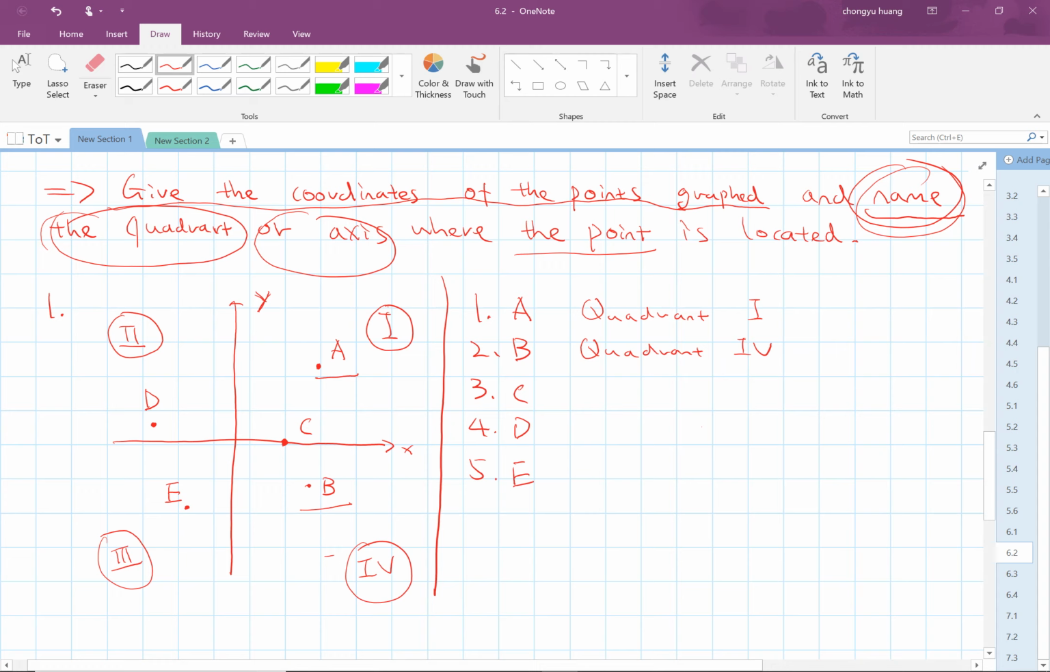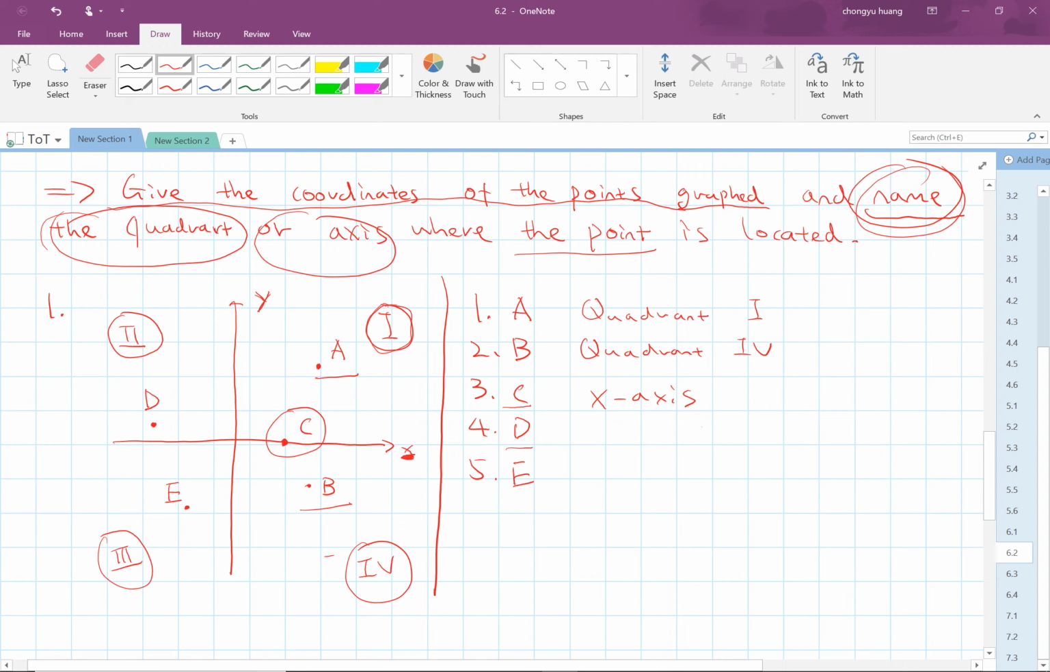After you write down those quarters, the problem is quite easy, right? Let's take a look at C. As you can see, C is directly on the x-axis, right? So you write down x-axis.